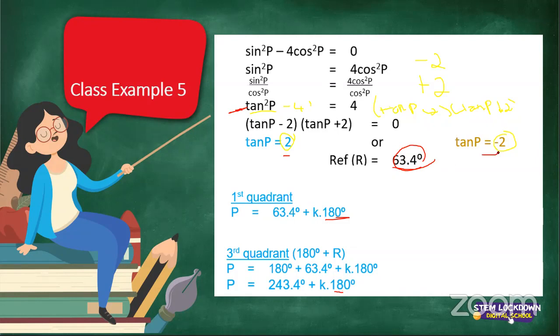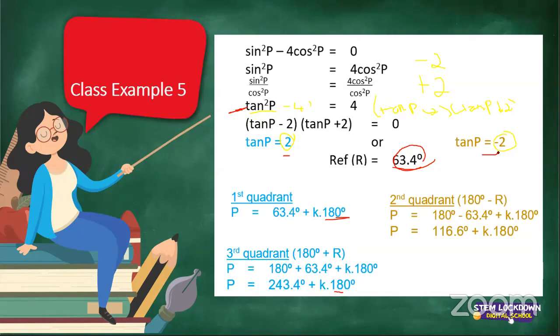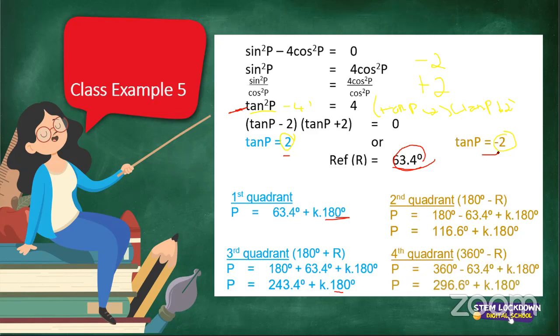Whereas where tan is negative, second and fourth quadrant, we apply our usual reduction formula and we come out with a p of 116.6 degrees plus k times 180, or we come out with a p of 296.6 degrees plus k times 180.